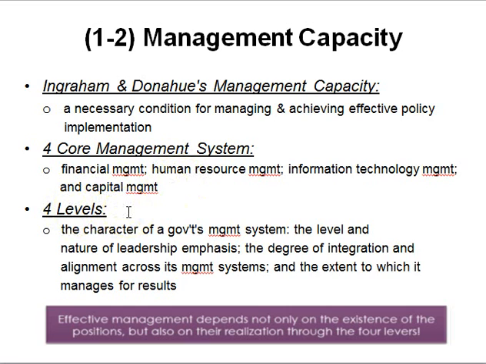And also there are four levels representing management capacity. First is the character of the government management system, which might have the level and nature of leadership emphasis. They also have a degree of integration across the management system, and their character may depend on the extent to which it is managed for results. So the main concept is that effective management depends not only on the existence of positions and tasks, but also on their relation through four levels. I'm sorry, there should be levels.